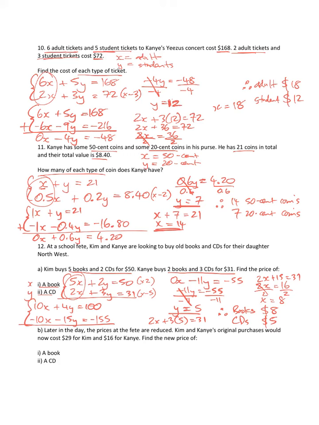Later in the day, the prices at the fete are reduced. Kim and Kanye's original purchases would now cost $29 for Kim, $16 for Kanye. It's not telling us how many they bought this time because it just told us that the original purchase, they're buying the same number as before. So still finding books and CDs. So simultaneous equations are basically the same. 5x plus 2y, but now they add up to less, 29. The next one, 2x plus 3y is equal to 16 this time, so they're saving money.